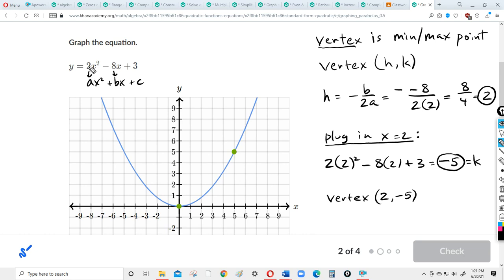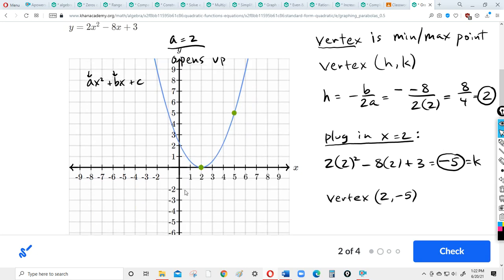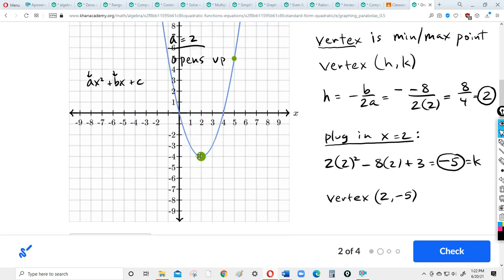Now we can see a equals 2. That's positive. That means it opens up. So let's move our vertex to 2, negative 5. All right, we got the vertex, and now we just need one other point.